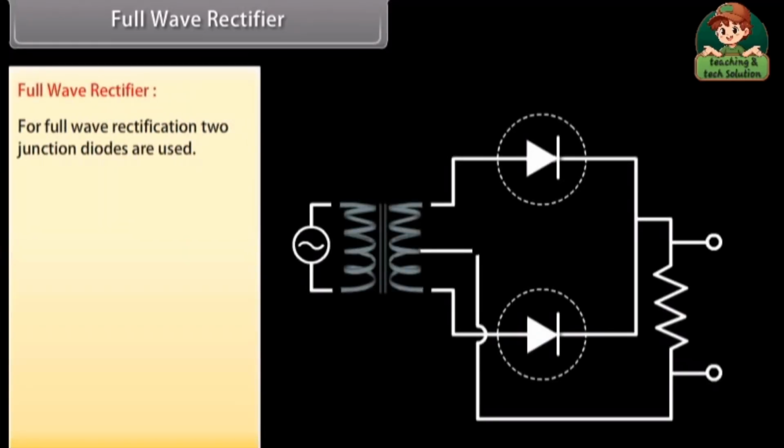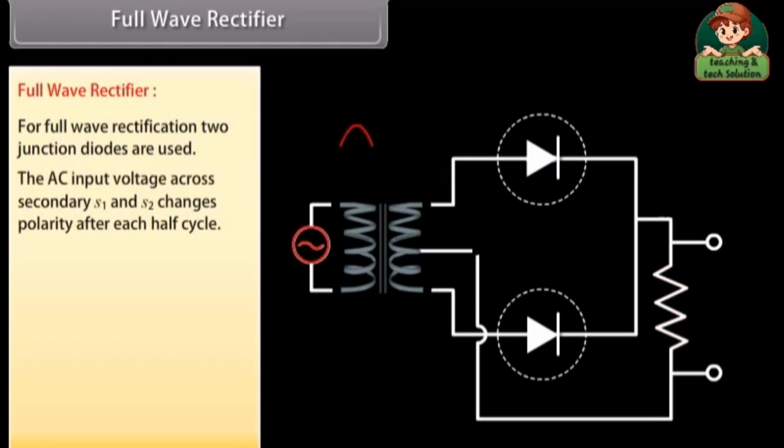Full-wave rectifier. For full-wave rectification, two junction diodes are used. It consists of two diodes D1 and D2 whose N terminals N1 and N2 have been connected together. The AC signal to be rectified is connected across the primary terminals P1 and P2 of a power transformer. The P regions P1 and P2 of the diodes are connected to the ends S1 and S2 of the secondary of the transformer. The output is taken across the load RL.